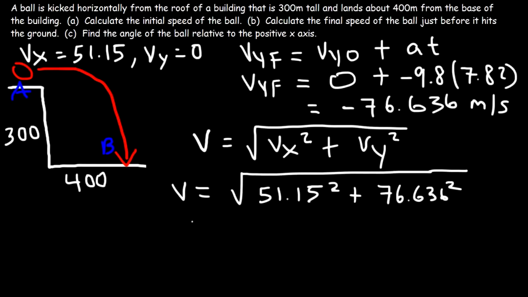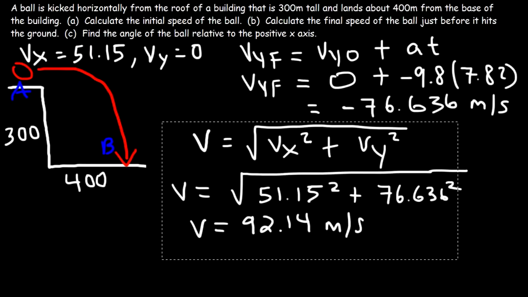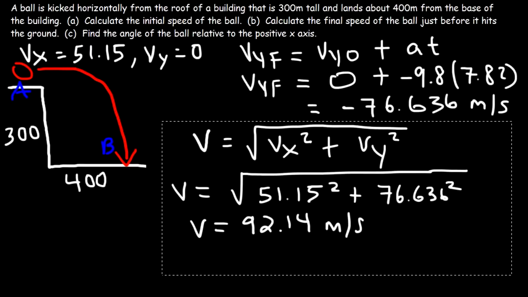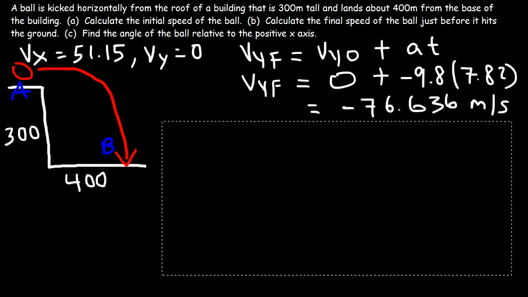And so what I got for V is 92.14 meters per second. So now that we have the value of V, we can find the angle. So that's the answer to part B. Now let's move on to part C.